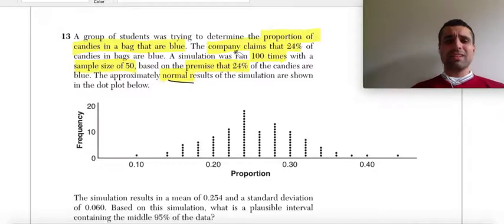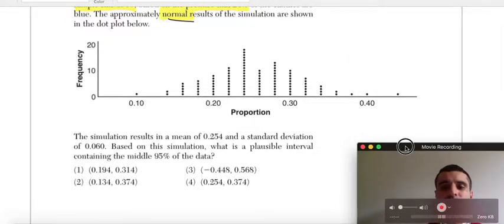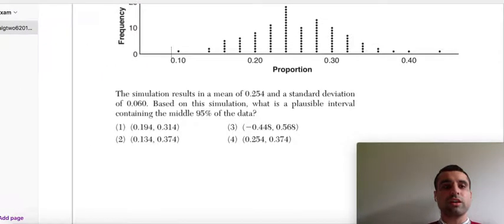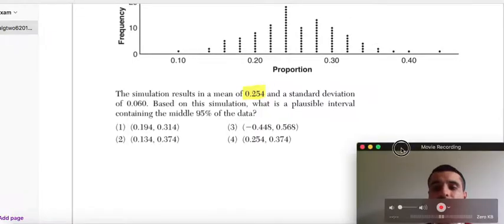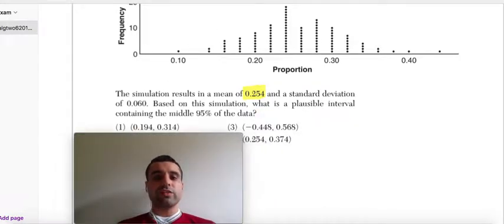I'm sorry. So they're shown in the dot plot below, where again, one dot is one simulation. Let me move myself down here. The simulation results in a mean proportion of 0.254, which is about 25.4%, which is not that far off from the 24% claim, and a standard deviation of 0.060, which is 6%. Based on the simulation, what is a plausible interval containing the middle 95% of the data? This is actually a simple question, guys. And they gave us more information than we need.